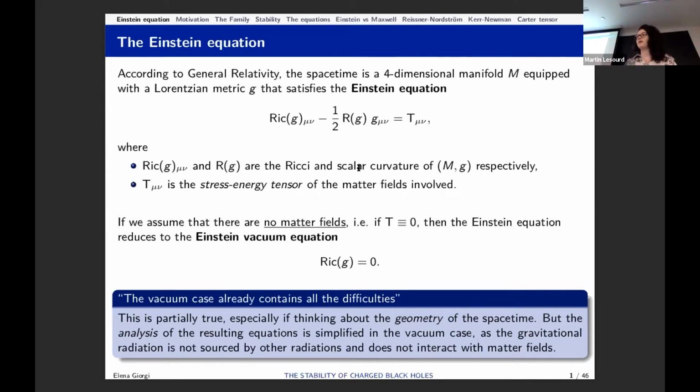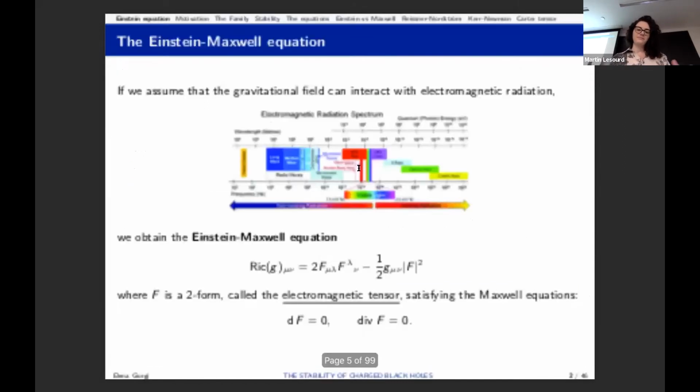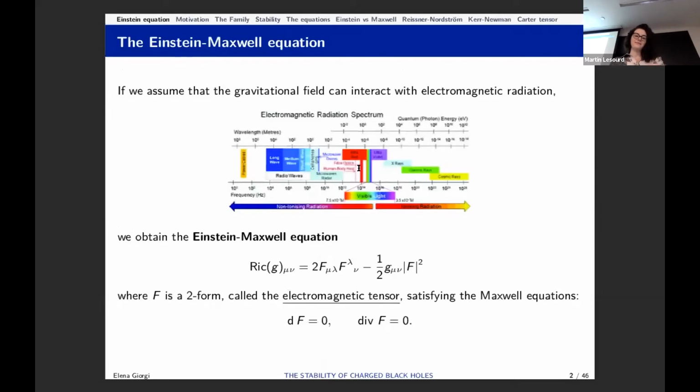Especially if you think about the geometry of the space-time. The geometry of solutions to the Einstein vacuum equation, and those of solutions with other kinds of matter, have very similar properties. But what I want to argue here is that the analysis of the equations resulting from the stability of these black holes is different in the presence of matter. So the first kind of matter I'm going to consider is the case of the Einstein-Maxwell equations, when the gravitational field is interacting with electromagnetic radiation.